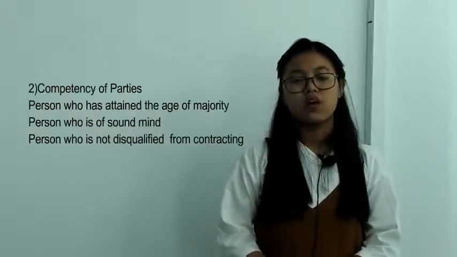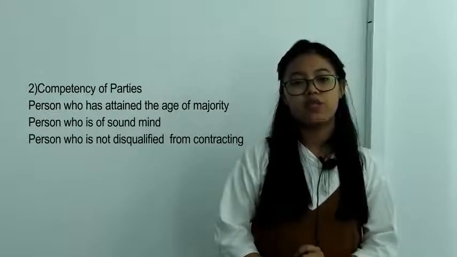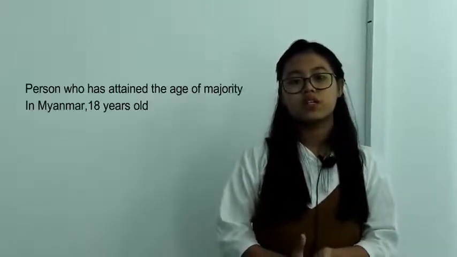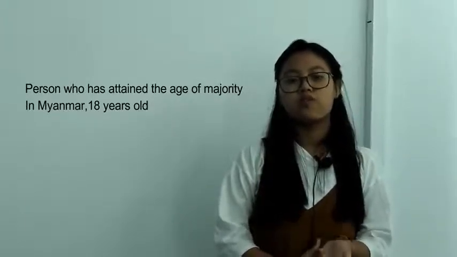And the second one is competency of parties. In order that a contract may be enforceable by law, all the parties must have capacity to make a contract. For example, a person who has attained the age of majority in Myanmar, 18 years old, and who is of sound mind and is not disqualified from contracting by any law to which he is subject, is competent to contract.